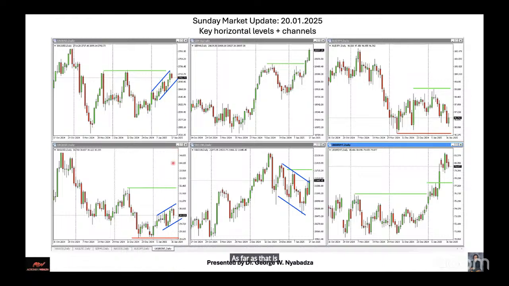Another market with a channel, silver. Now the silver channel is not as tight as the gold bull channel. Just look at it, just use your eyes.